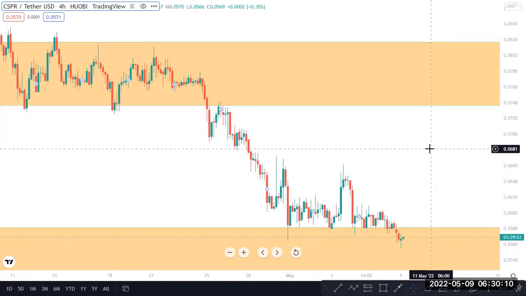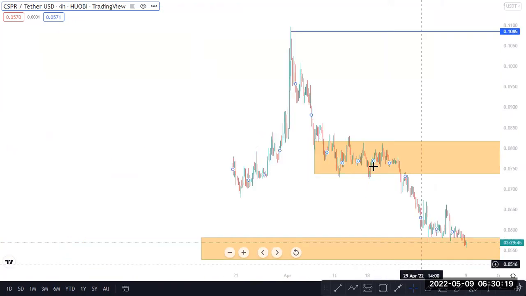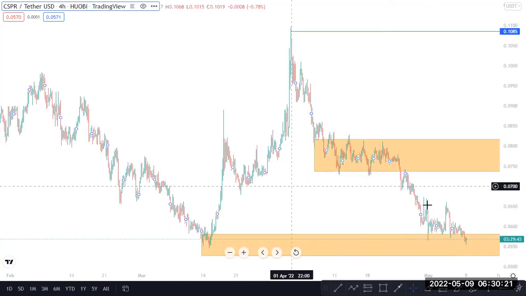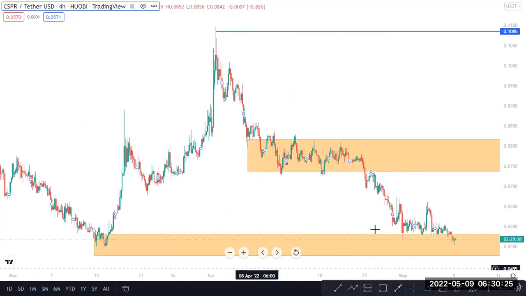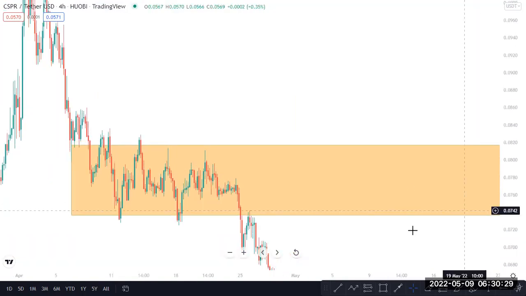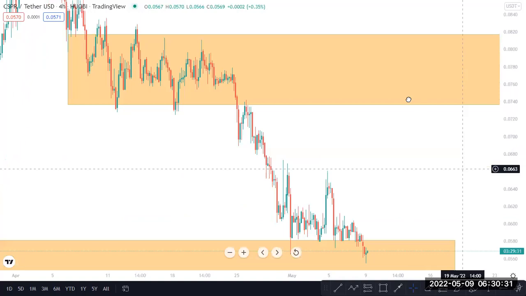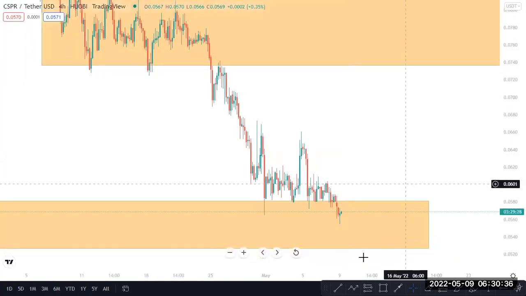So now this is the midterm bias of Casper. So long term, it's the same approach. We're looking for the same key levels. Then here, right now, what you can do is try to implement market structure into this.